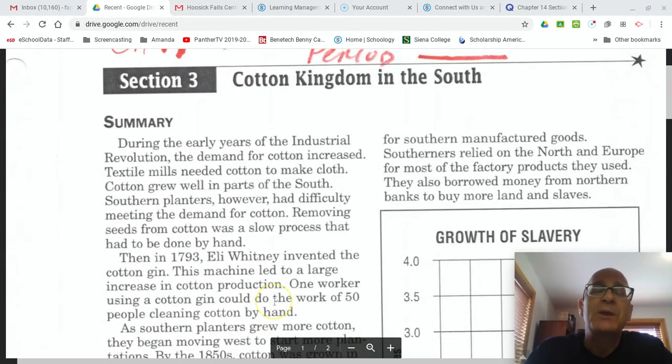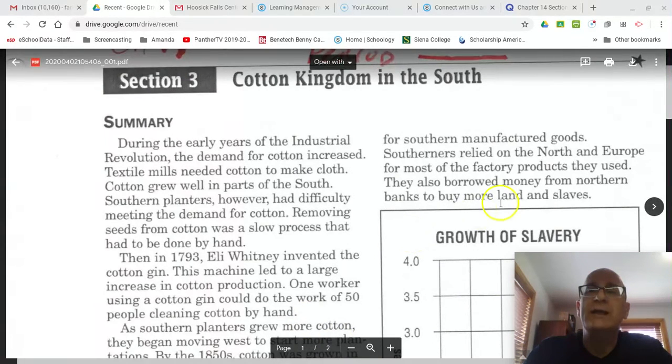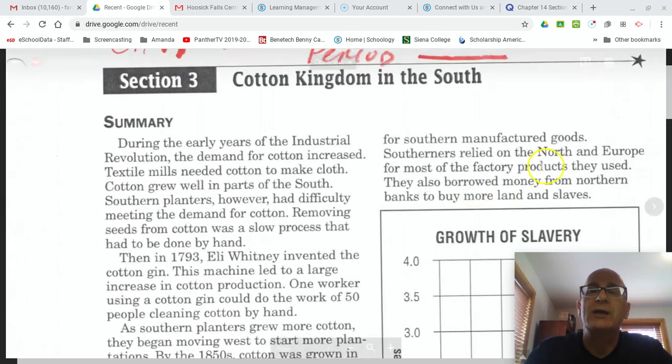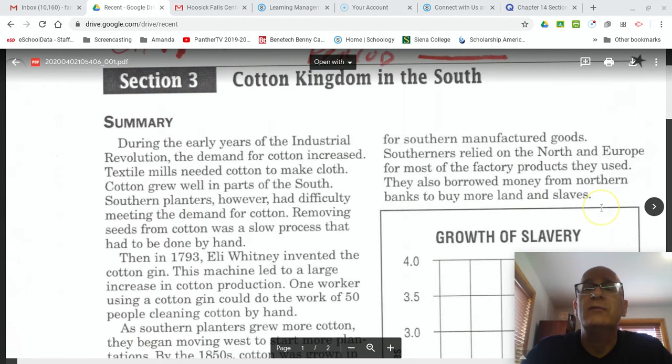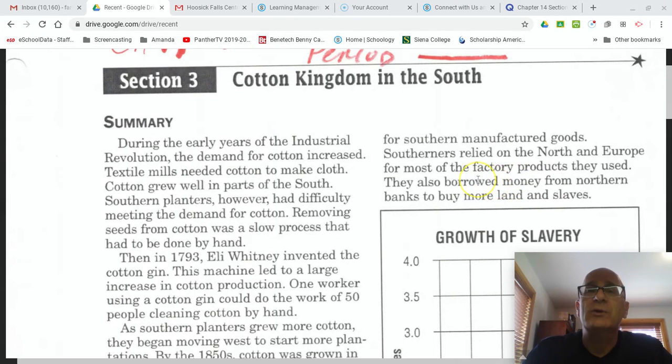So ironically, the goods that would be made from Southern cotton would be shipped north, and Southerners relied on the North and Europe for most of the factory products that they used. If Southerners needed something that was produced in a factory, they would be dependent almost completely on Northern states or on Europe for their goods that they did not manufacture in their own factories in the South. They also borrowed money from Northern banks to grow, to buy more land and to buy more slaves.